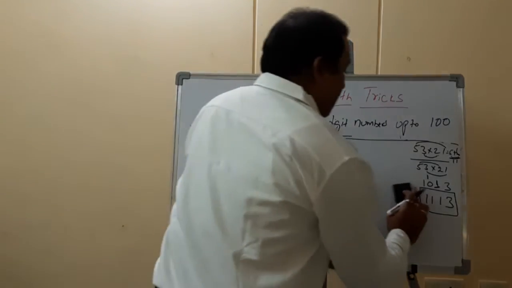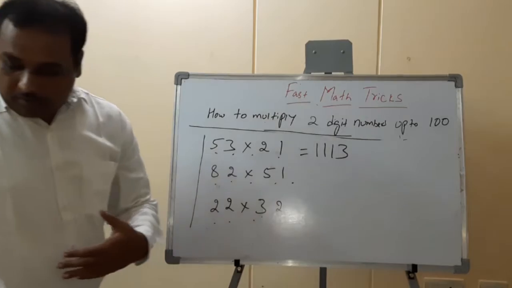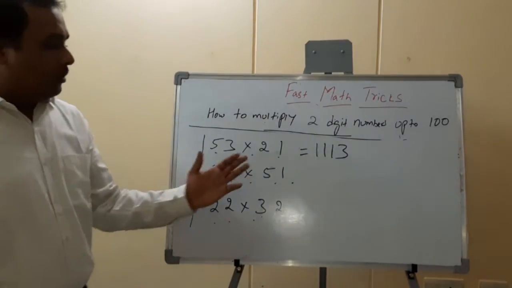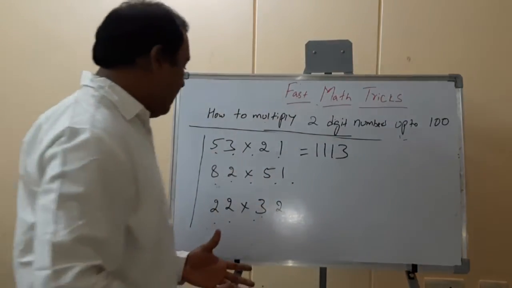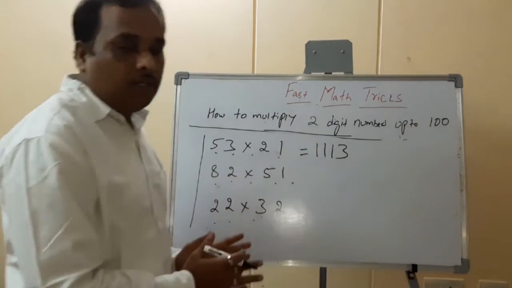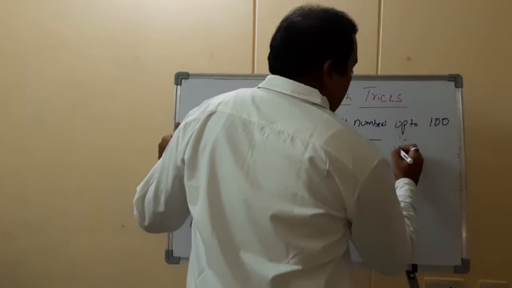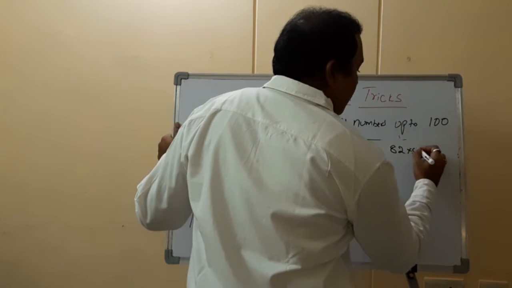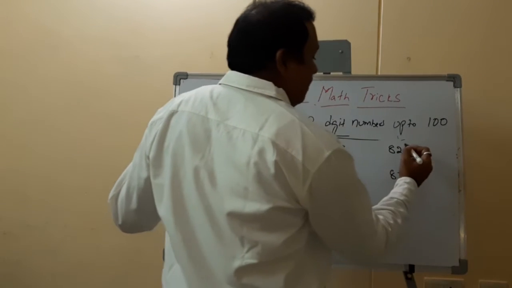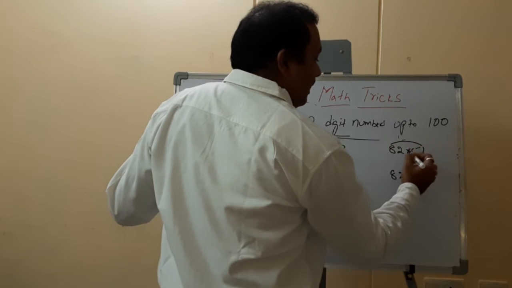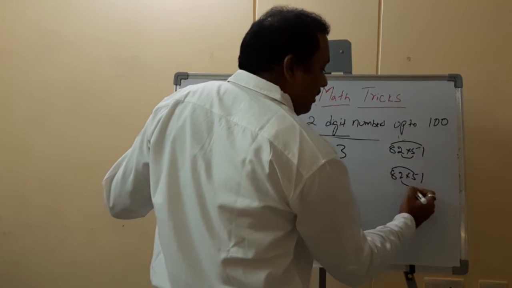Let us now solve the second one. Slowly, when you practice, you don't need to write these two steps. You have to practice in a different way. But it is new for you, so I am telling you this method. So, 82 into 51. What I told you: 82 into 51 and 82 into 51. We are going to write like this, like this and like this.